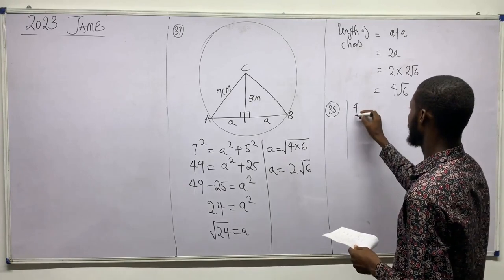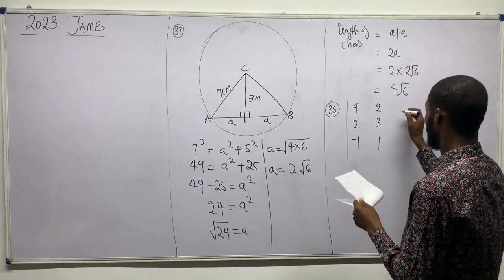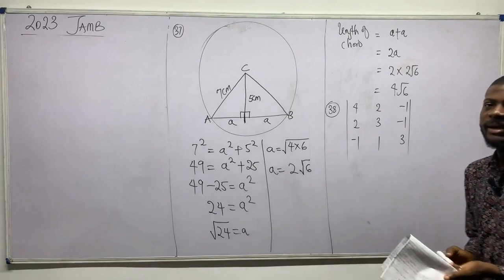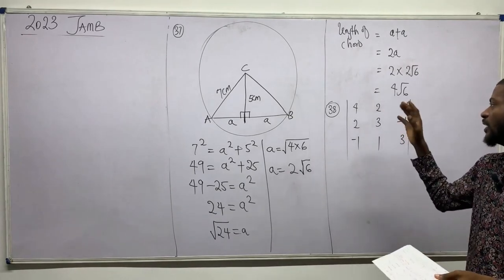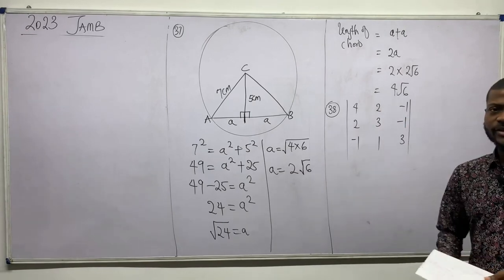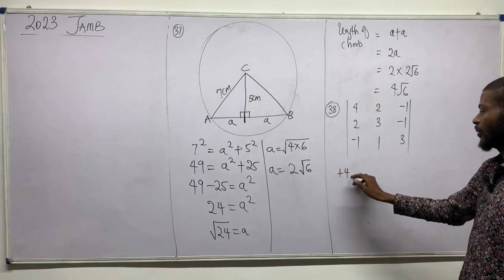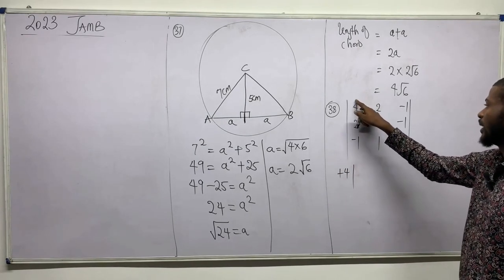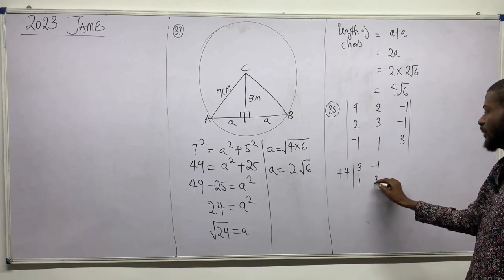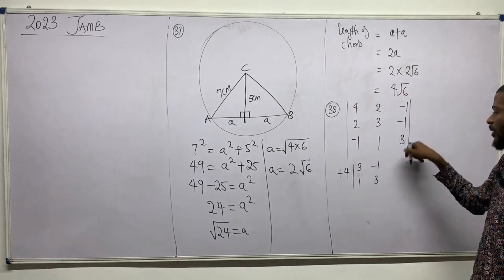Okay, so we have 4, 2, minus 1, 2, 3, 1, minus 1, minus 1, 3. Now, how do we find the determinant? The first thing we have to do is to pick our cofactor sign and reduce this matrix to a 2 by 2 matrix. So let us pick 4. This will become plus 4. If I pick 4, eliminate its row and column, what will be remaining? 3, 1, minus 1, 3.